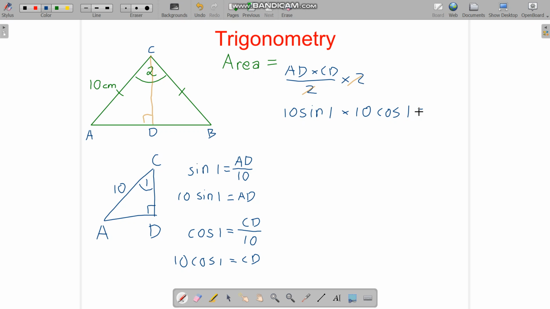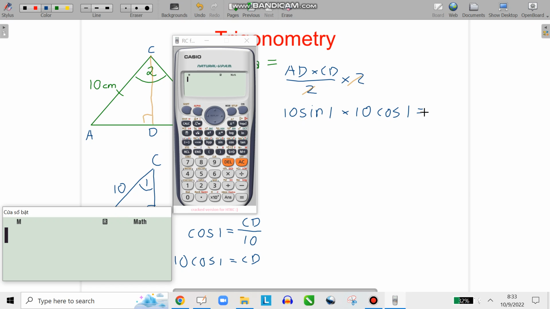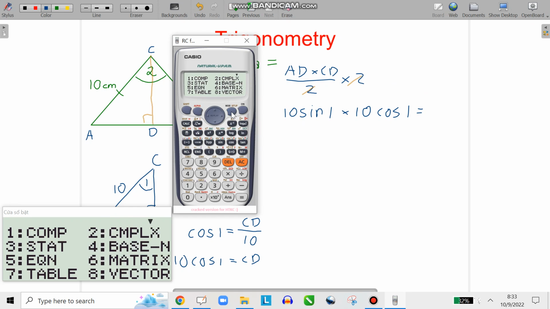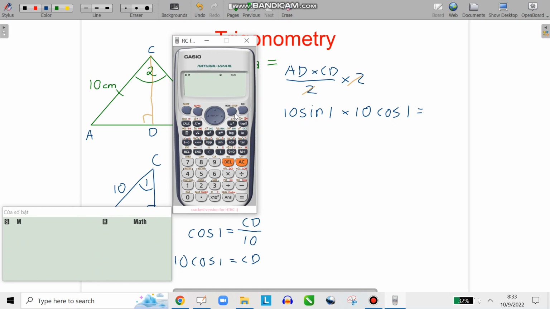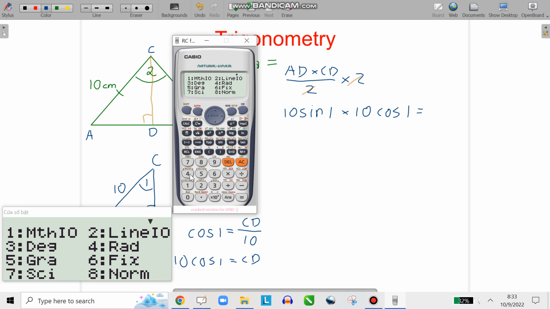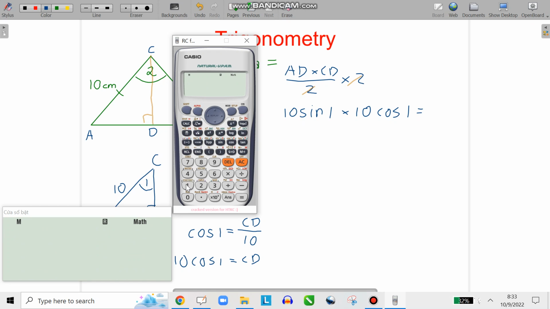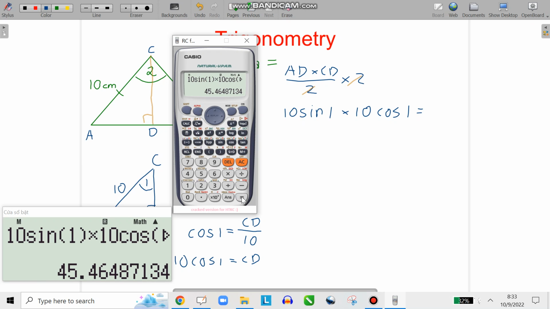If you use your calculator, remember to use radians. In the mode, you have to press shift first, so shift mode, radian 4, so we use radians, and we do 10 sine 1 times 10 cos 1, and we get 45.5 in 3SF.